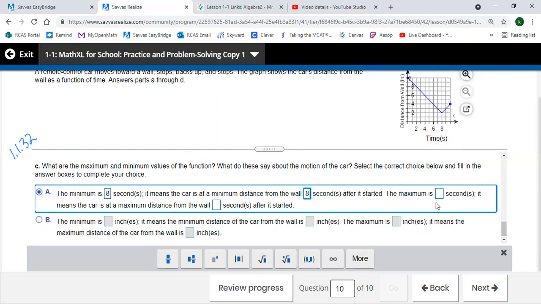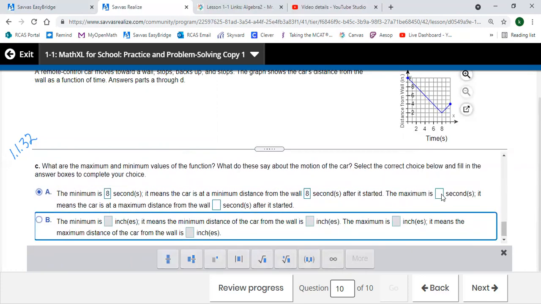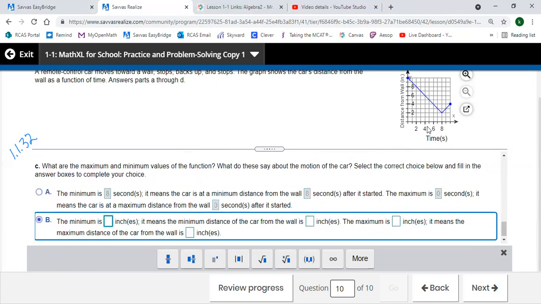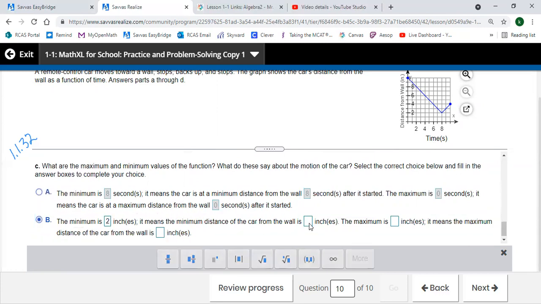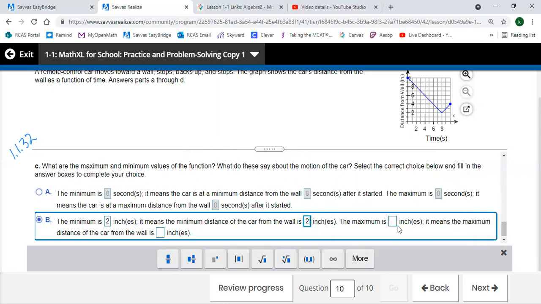And the maximum the car got was 0 seconds. At 0, it was up at 10. It means the car is at a maximum distance from the wall, well, 0 seconds after it started. I mean, the other way to look at this would be the minimum right here is 2 inches, and it means that the minimum distance the car ever got was 2 inches, and the maximum it got was 10 inches.